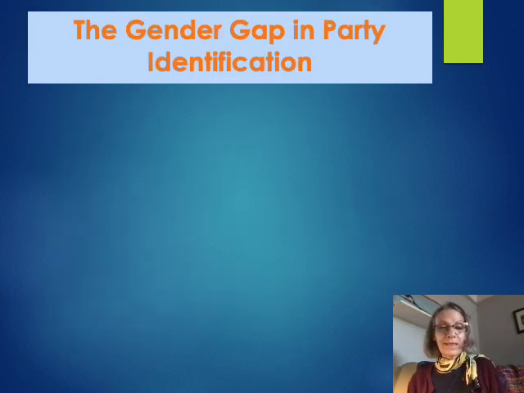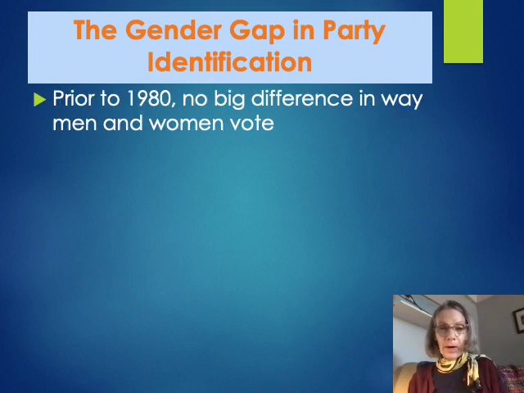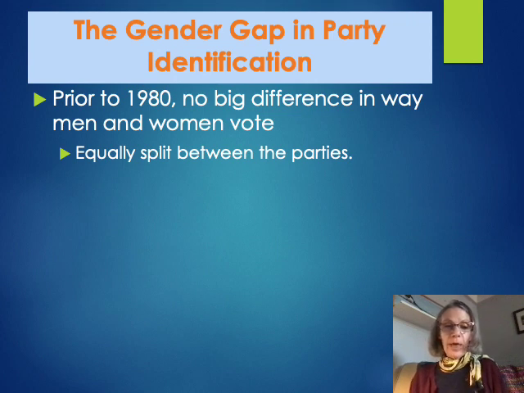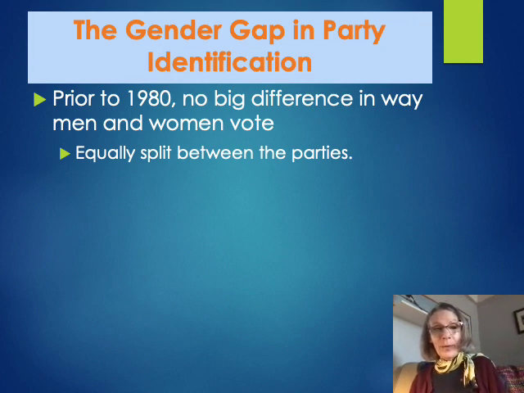Now, this brings us to the last thing we're going to be talking about in this lecture, which is the gender gap in party identification. Prior to 1980, there was no difference in the way men and women voted in terms of party affiliation. Just as many women were Republicans as men, and just as many men were Democrats as women. Men and women were equally split between the parties.